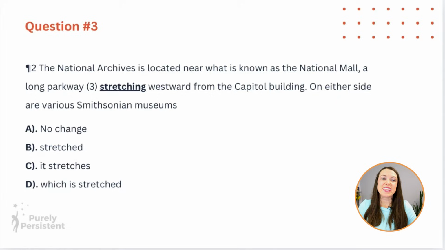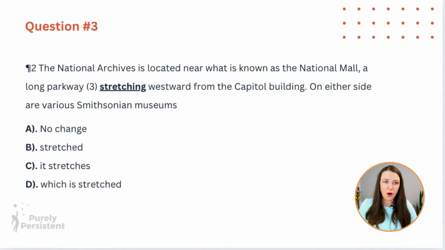Question number 3. The National Archives is located what is known as the National Mall, a long parkway stretching westward from the Capitol building. On either side are various Smithsonian museums. Okay, so let's think about it. So we're talking about the National Mall, okay? Now, if you've never been there, that's a long parkway, okay? Sometimes parkways are called malls, okay? And so it's talking about this grassy patch is stretched a long, long ways.